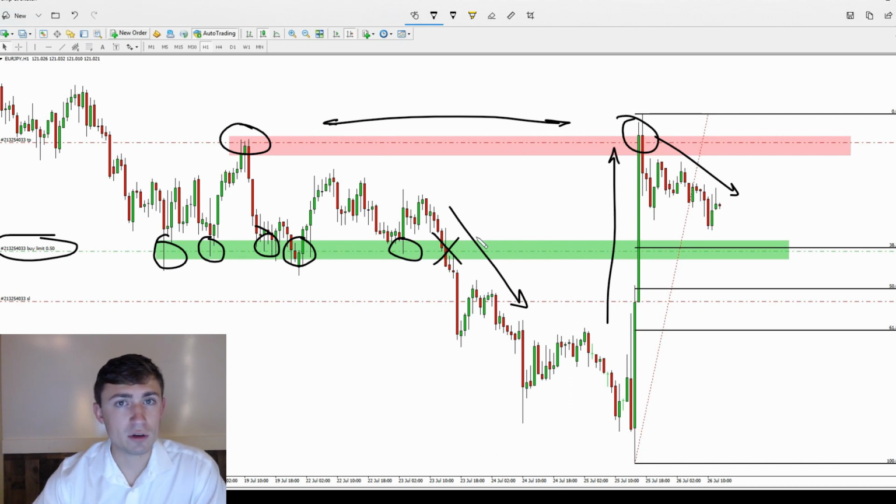Now again, they were a significant level of bullish support in the past, so I think there's a good chance that if price can come down into this area, potentially buyers may step in and act as a demand zone here to push price back up.